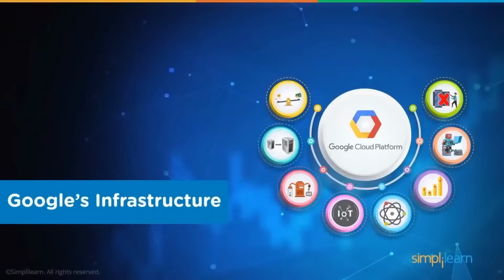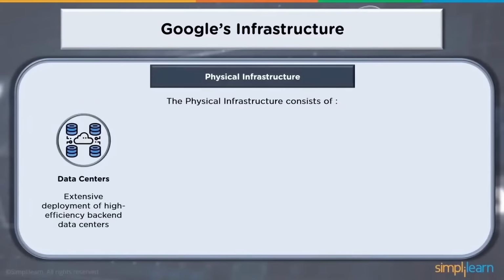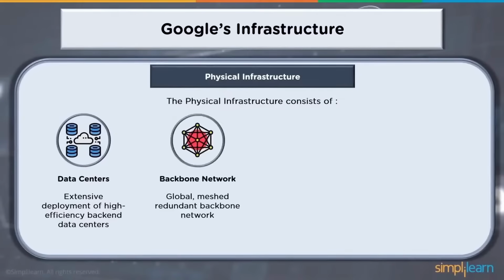When we talk about Google's infrastructure, Google has one of the most powerful infrastructures in the world. The infrastructure is available in two levels, the physical and the abstract layers. You have physical infrastructure and then you have the abstract infrastructure. Physical infrastructure consists of data centers, extensive development of high efficiency backend data centers. You have a very strong backbone network which is used by Google itself and also offered as services to customers via GCP platform services. So you have a global meshed redundant backbone network.